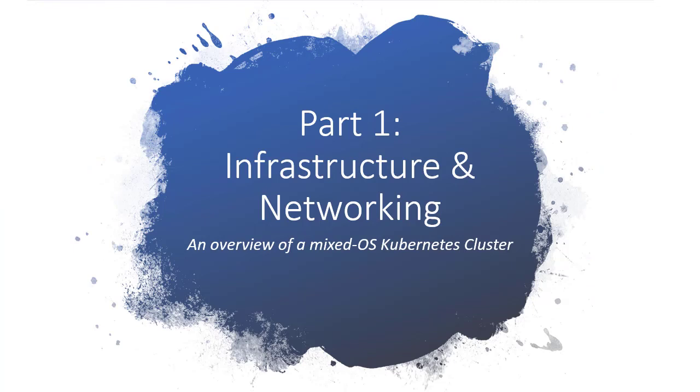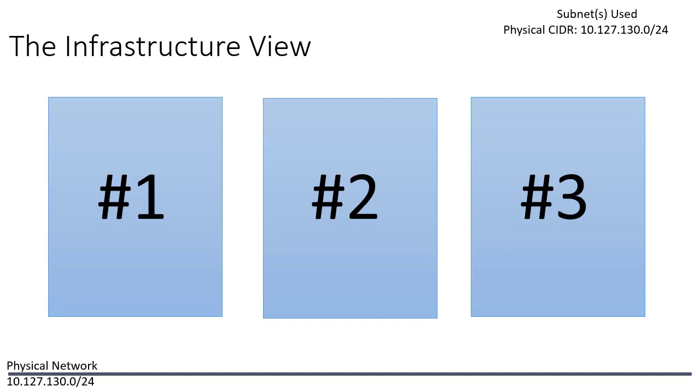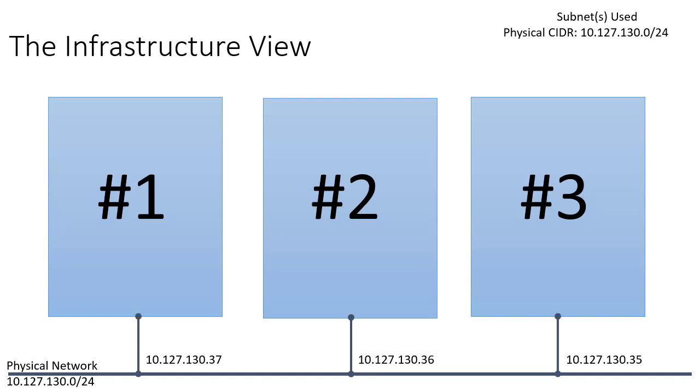Let's get started with an infrastructure and networking overview of the Kubernetes cluster that I'll use later in my demo. I'll start out very simple here and add more details as we go along. My cluster consists of 3 machines or nodes, each represented by one of these rectangles. I also have a physical network that you see listed below. My nodes are connected to that network with the following IPs assigned.